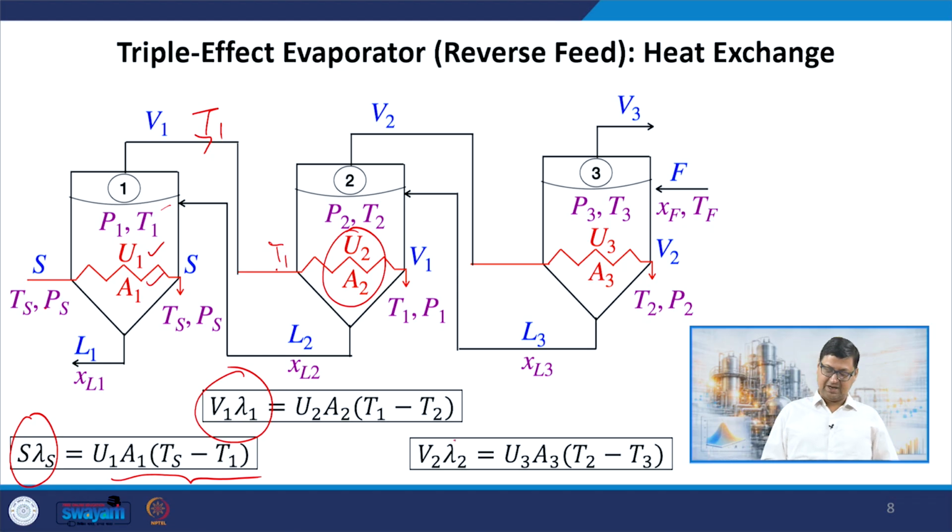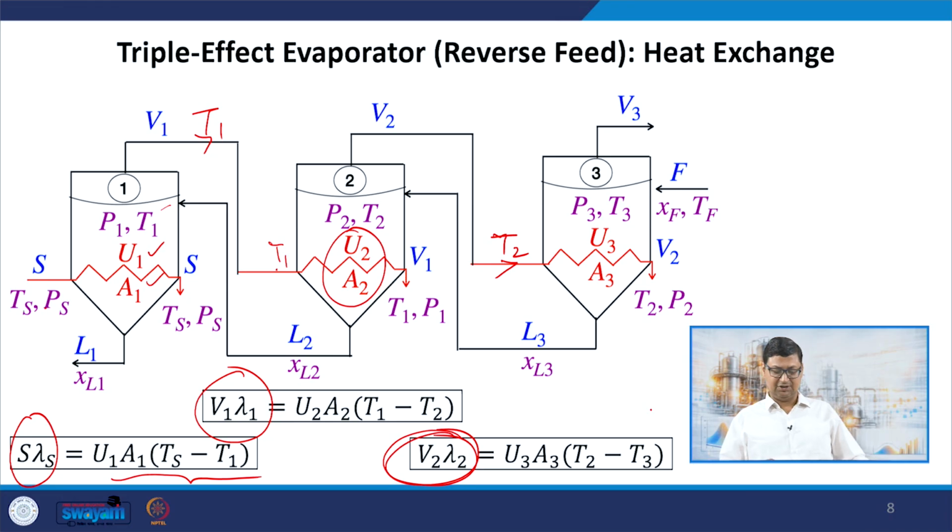And similarly for the last one, we have V2 as the heating medium. So V2 lambda 2 is the energy that we gain by condensing it. It is at temperature T2, of course, and it is equal to U and delta T again. So in this case U3 A3, and delta T is the temperature of the vapor coming in, T2, minus the temperature operating in the effect, that is T3, that is T2 minus T3.